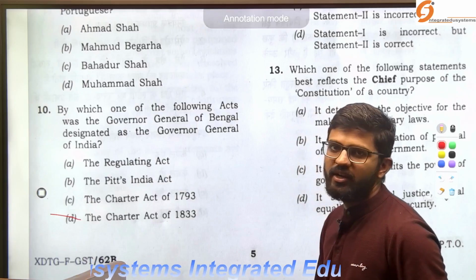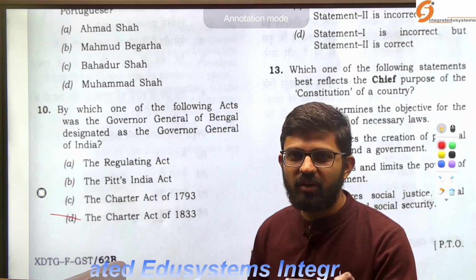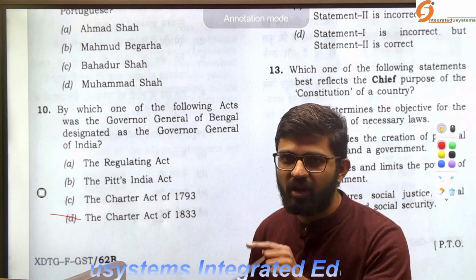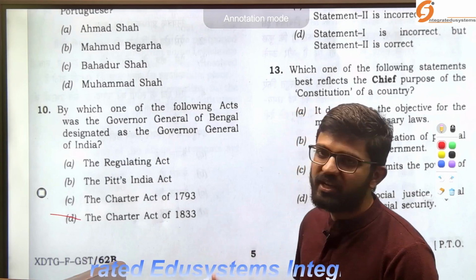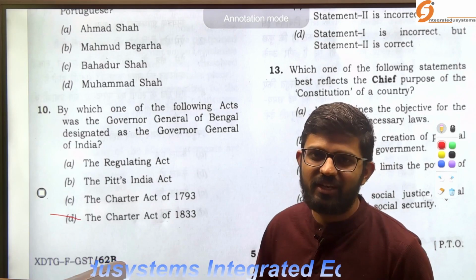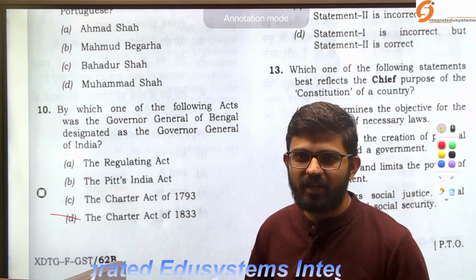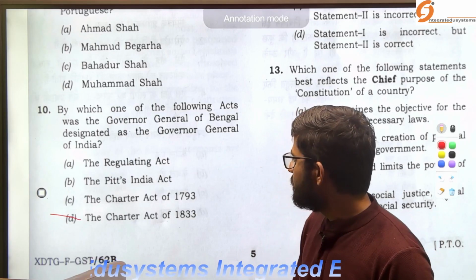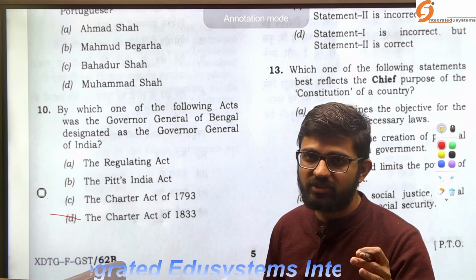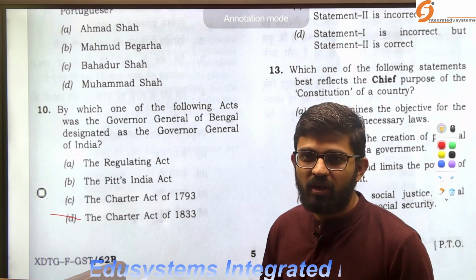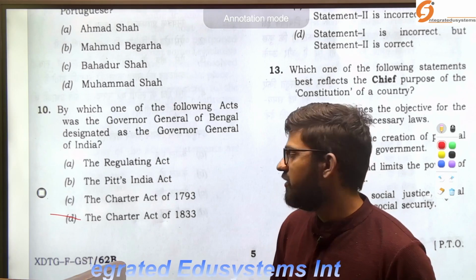We have to understand here that the Regulating Act, the first act, is with respect to designating the Governor of Bengal as the Governor General of Bengal, not India. So this was confusing many aspirants. And the second was the Pitt's India Act. Pitt's India Act was basically with respect to distributing the power and authority between the Board of Directors and the Board of Control. And third was the 1793 act, which brought minor changes, but one of the principal acts was the Charter Act of 1833, which said that the Governor General would be the Governor General of India.